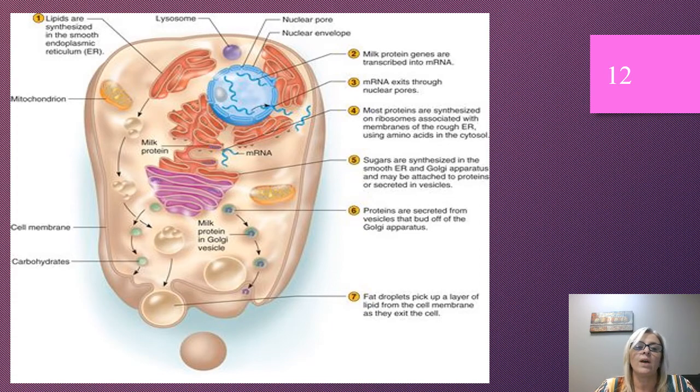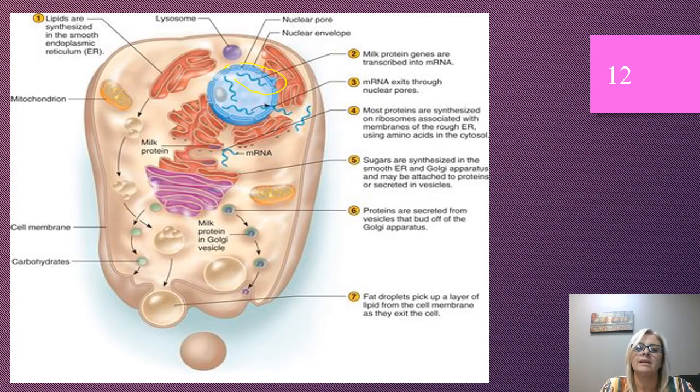So lipids, which are fats, milk contains fats, those are going to be made in the smooth ER, okay? And then we're going to have milk protein being made. That's going to have a gene here in the nucleus that is going to be transcribed into mRNA. So the instructions to make the protein are going to be transcribed here in the nucleus, okay?